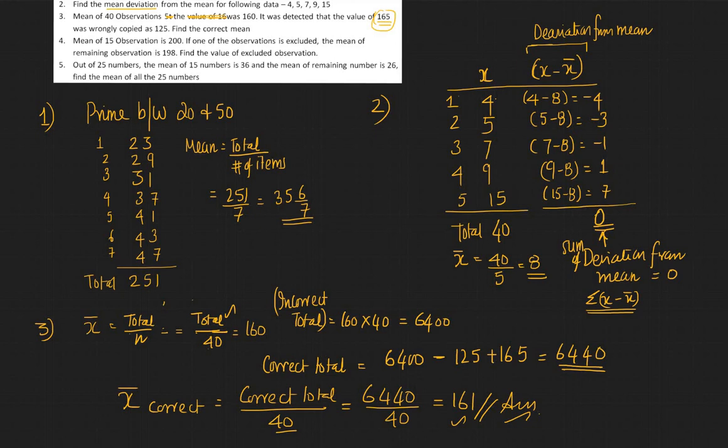So let's read the problem. The mean of 15 observations, so n is 15 and the mean is 200. If one of the observations is excluded, then the mean of the remaining observations is 198, and we need to find the value of the excluded observation. So let's represent this verbal understanding in mathematical notation.